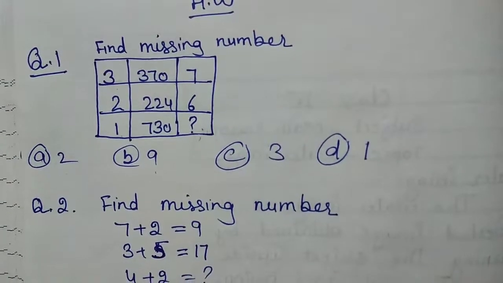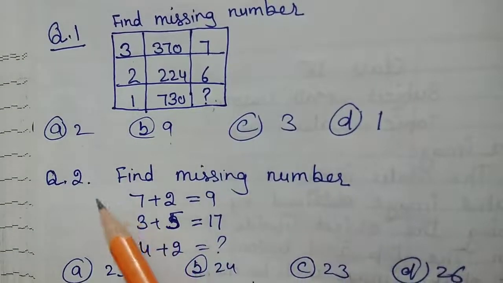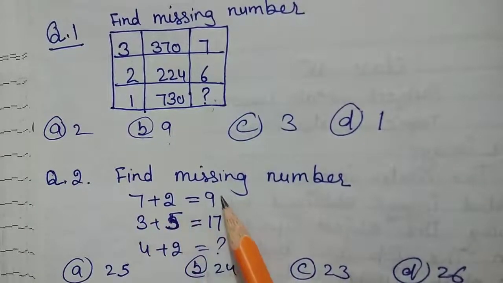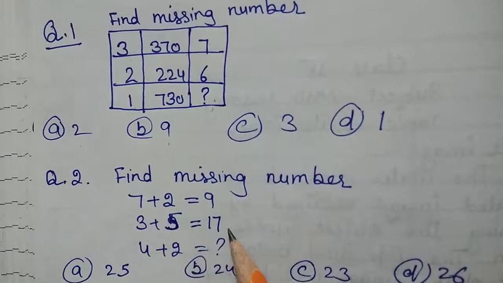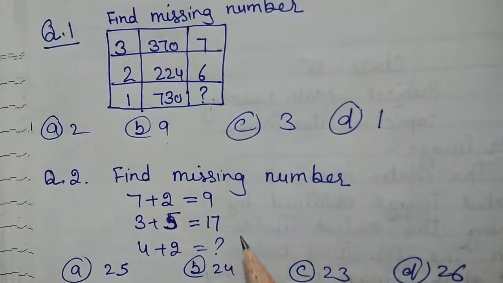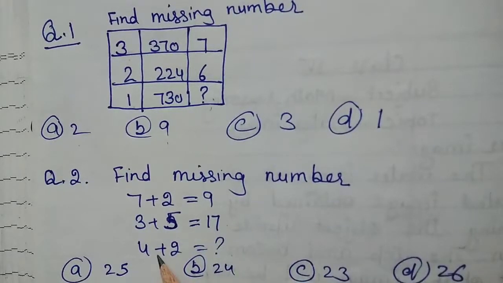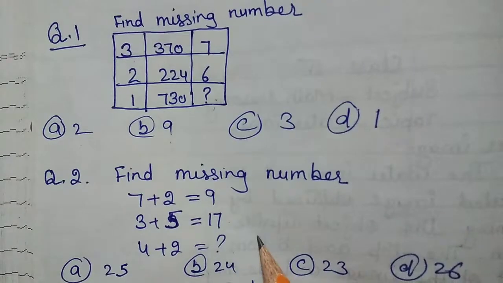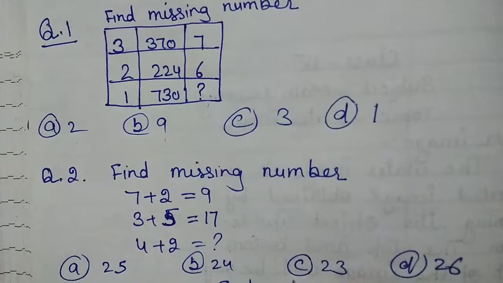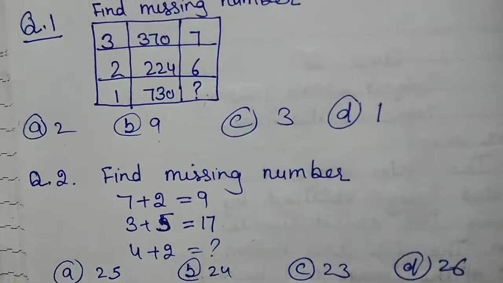Now beta, move to the second question. In the second question also you have to find the missing number, and the given values are 7 plus 2 equal to 9, 3 plus 5 equal to 17, 4 plus 2, but we have to find out. So beta, try to find out the relation between the given values, and using that try to find out this value. The options given to you are A option 25, B option 24, C option 23, and D option 26.